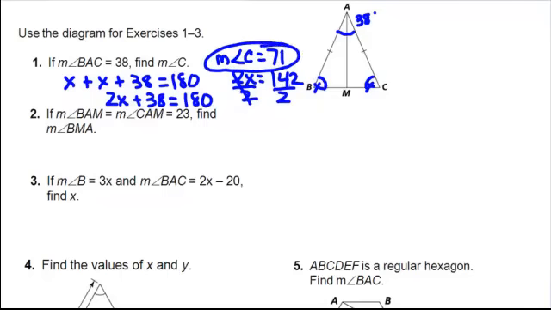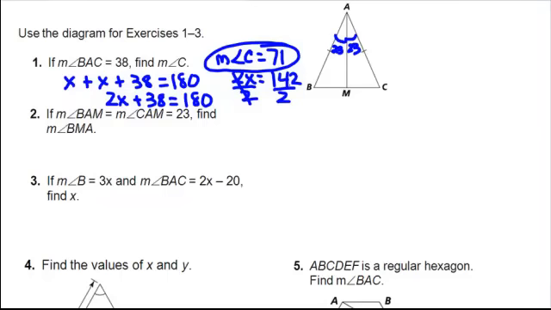And I'm done with this problem. Okay, let's apply it to a different problem. Number 2, we have to erase these marks in our picture or just redraw the picture. This problem says if the measure of angle BAM equals the measure of angle CAM, which equals 23. So this angle is equal to this angle, and they're both equal to 23.